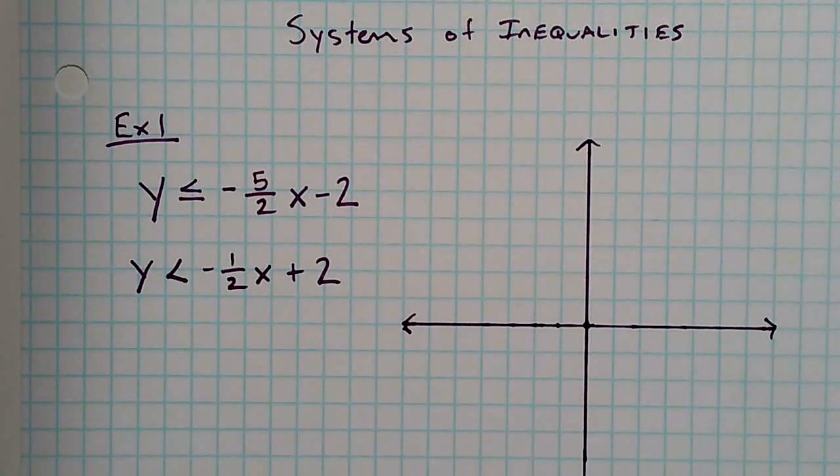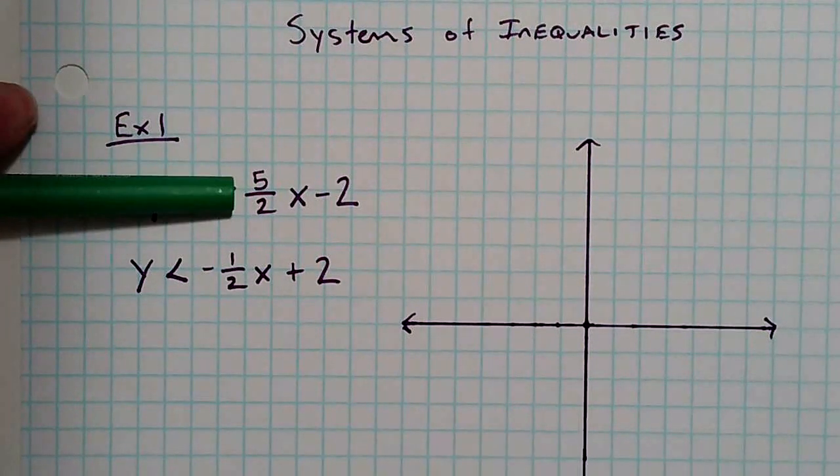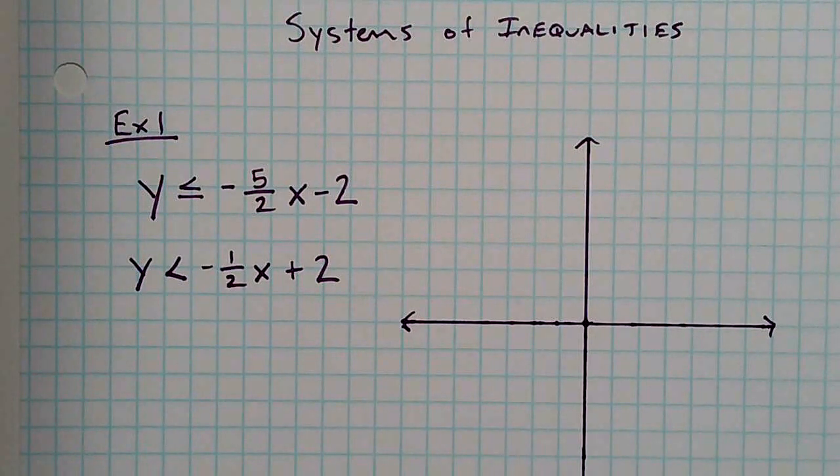With an equation, we looked for one point that worked in both equations. Here, we're looking for all the points that work in both inequalities. To do so, we plot both inequalities on the same set of axes and look for where their solution regions overlap.